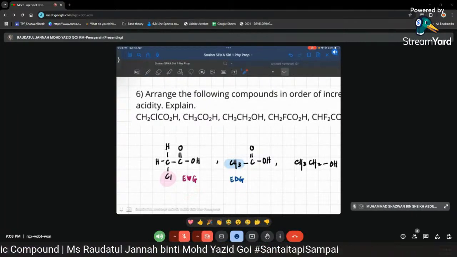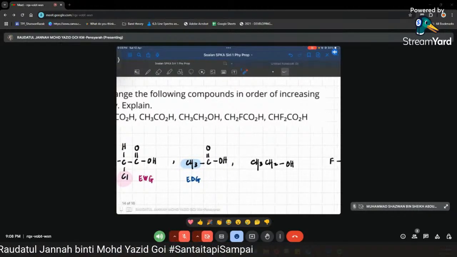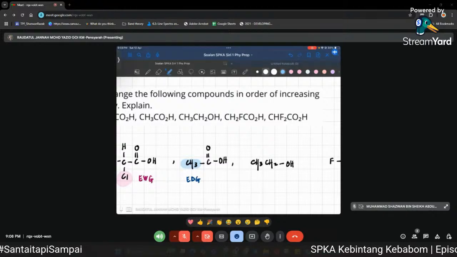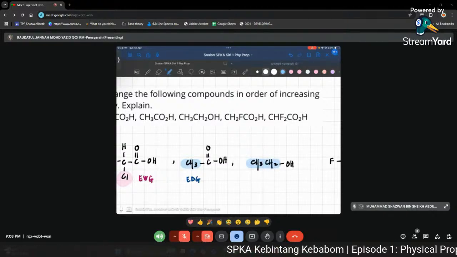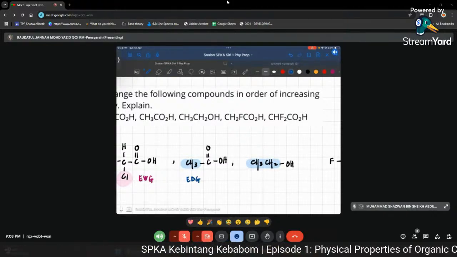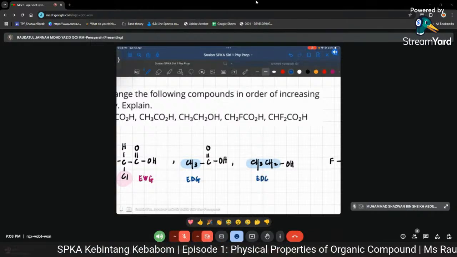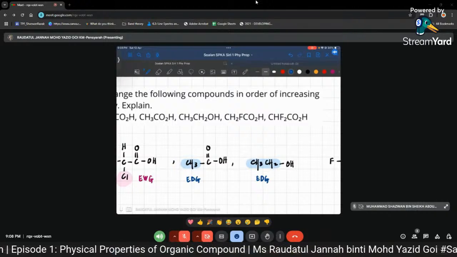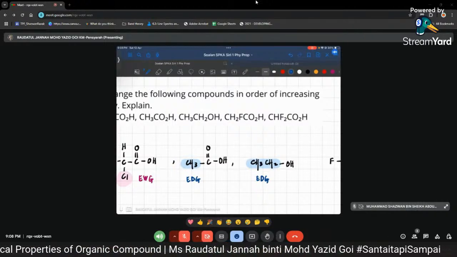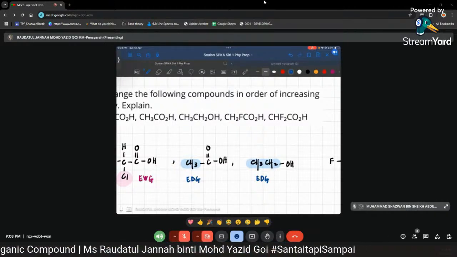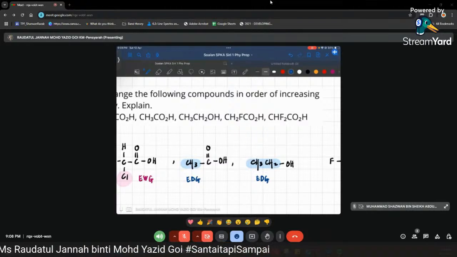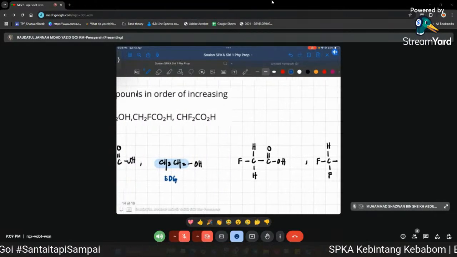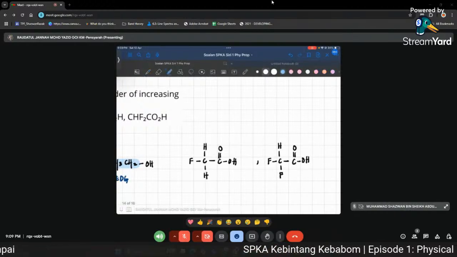And continue to the next one, which is you punya ethanol. So untuk you punya ethanol kat sini, kita ada ethyl group here. So basically this is your alkyl group. So kalau kita ada alkyl group, means you ada electron donating group. But then again, for sure, you know by heart, at this stage, alcohol will be the weakest acid yang you akan jumpa kat sini.